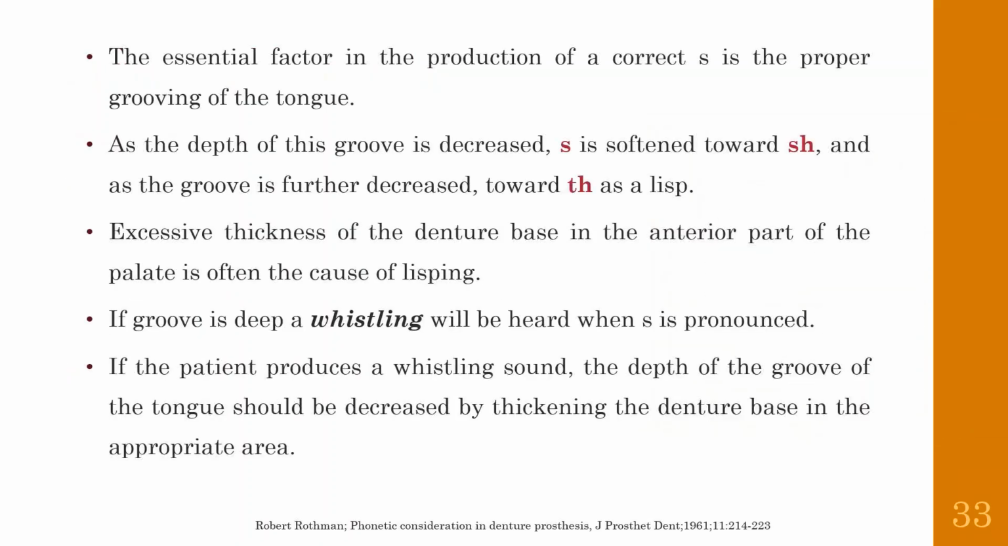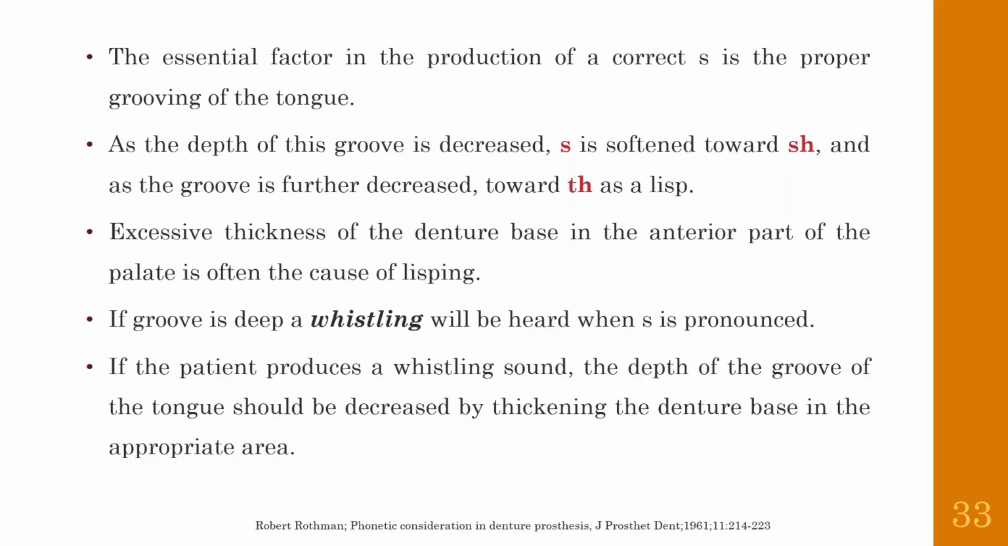The essential factor in the production of correct S is the proper grooving of the tongue. As the depth of this groove is decreased, the S is softened towards sh, and as the groove is further decreased, towards th as a lisp. Excessive thickness of the denture base in the anterior part of the palate is often the cause of lisping. If the groove is deep, a whistling sound will be heard when S is pronounced.